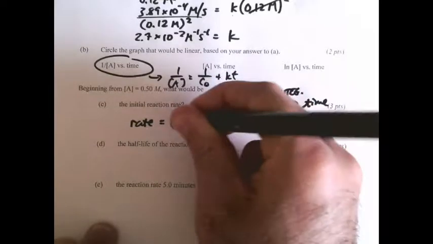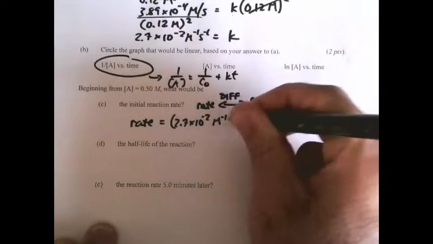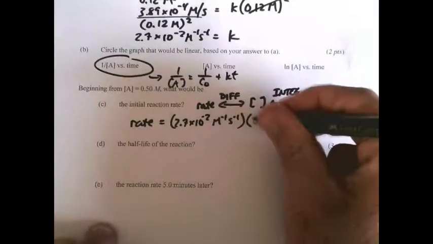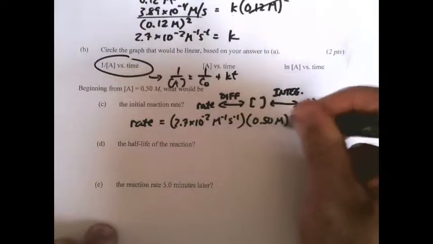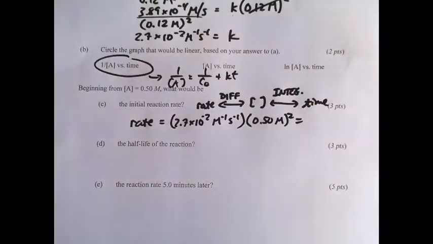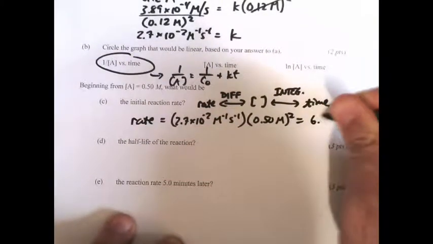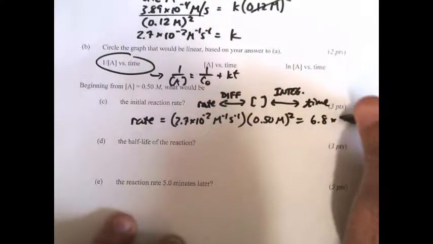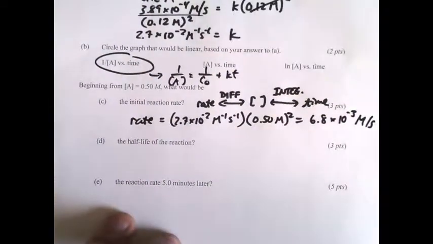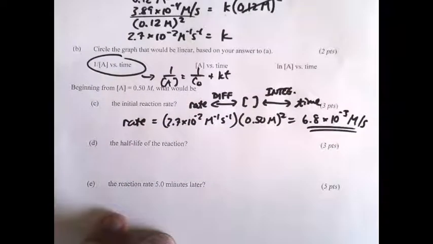We've got the K up here, 2.7 times 10 to the minus 2 molar to the minus 1 seconds to the minus 1, and we just need to multiply that then by 0.50 molar squared, giving us a value of 6.7, actually 6.8 I should say, times 10 to the minus third molar per second. Okay, so there is my reaction rate, and I can get the rate from the differential law.